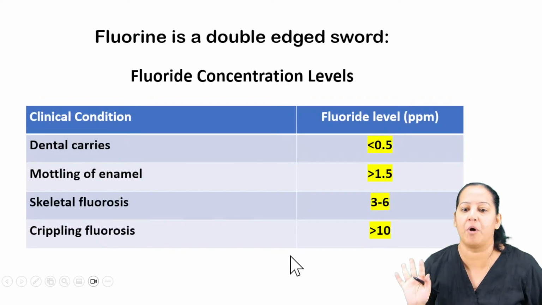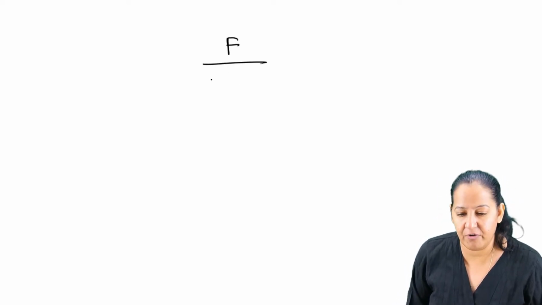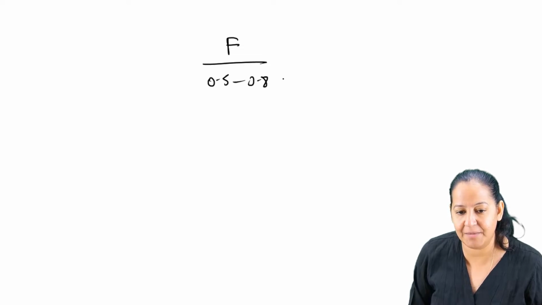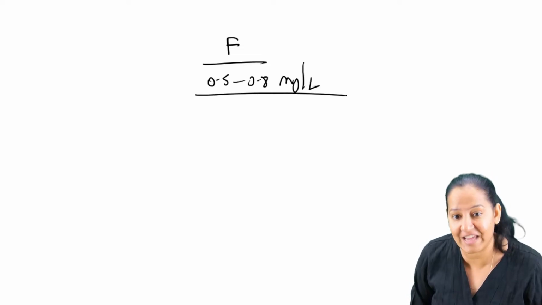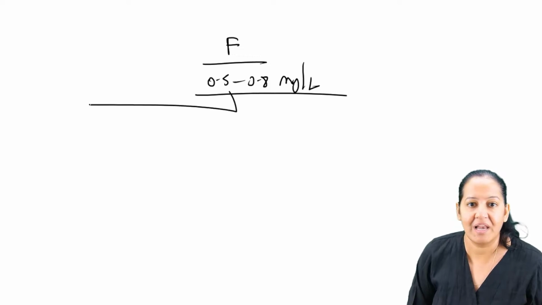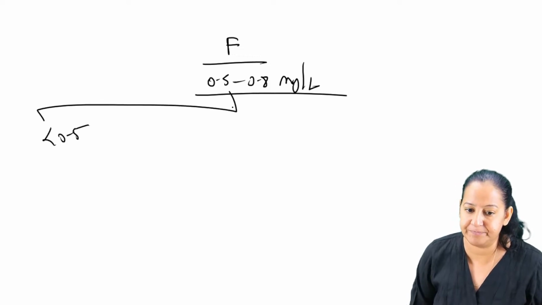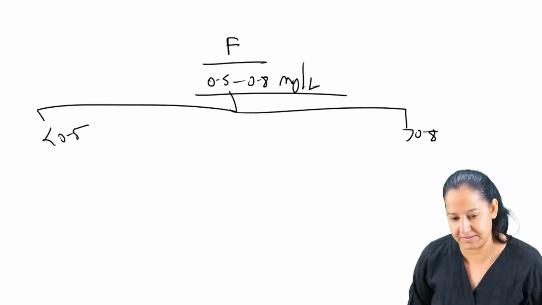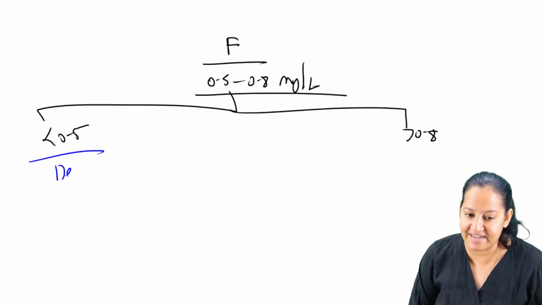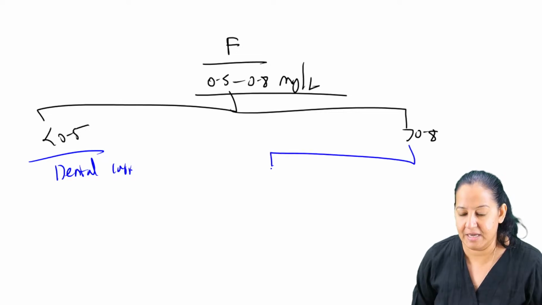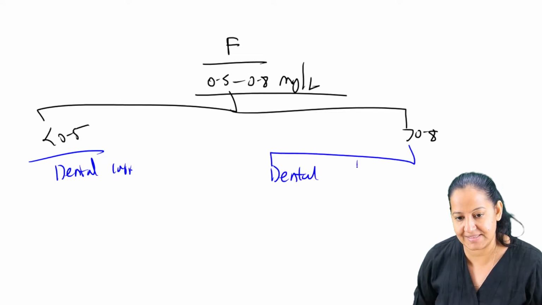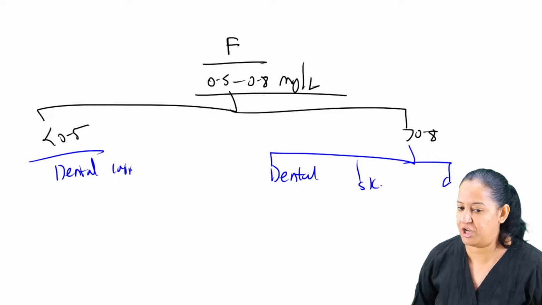So this is all about fluorine. How many of you got it? Let me summarize the fluorine. I taught you iodine and fluorine. The recommended level of fluorine is 0.5 to 0.8 milligram per liter in drinking water. It's a very narrow range. Less than 0.5, it causes disease. More than 0.8, it causes disease. Less than 0.5, it causes dental caries. And more than 0.8, it causes three diseases: dental fluorosis, skeletal fluorosis, and genu valgum.